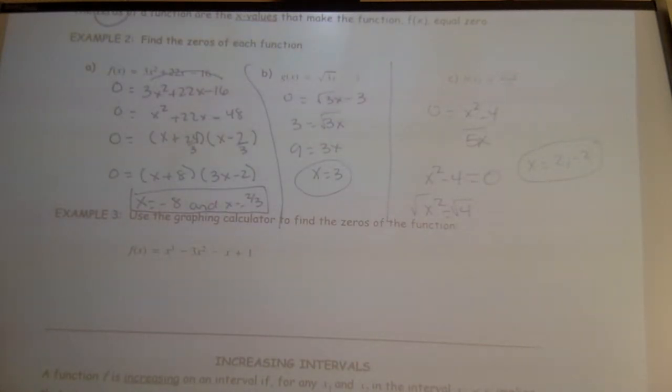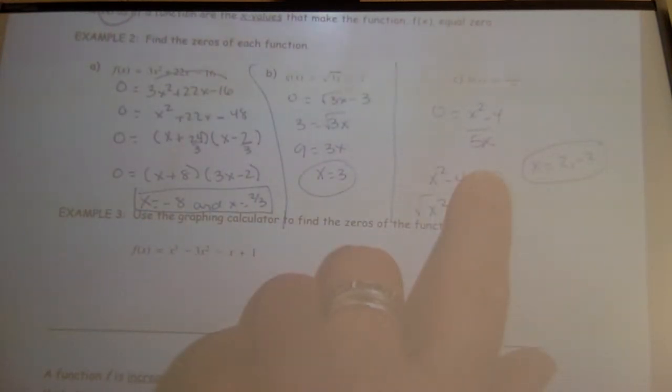Now what we want to do is check to make sure these answers don't make our denominator 0. When I plug in 2, what do I get at the denominator? 10. Plug in negative 2, negative 10.